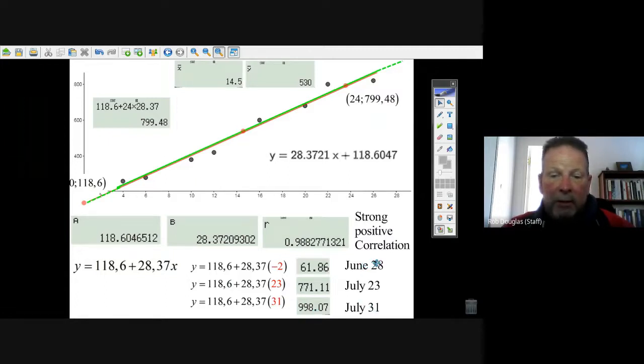They said June 28th. That's 2 days before July starts. So I put in -2. I think that kind of makes sense. You put it in, you predict 60 patients on June 28th in the winter. I guess you just get more and more and more as the flu season goes on. That was this strong correlation that happened.